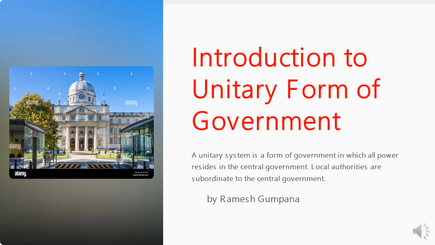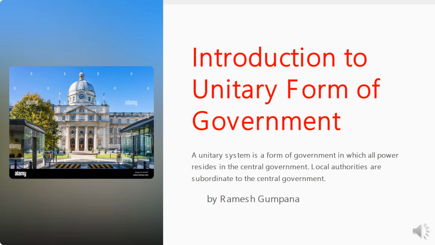A unitary form of government is a system in which the central government holds the primary power and authority. In this type of government, all powers reside in the central government, and local authorities are subordinate to the central government only. In a unitary system, the central government has the majority of power and decision making authority. There is typically a single legislature that makes laws for the entire country. Laws are uniform throughout the country with little room for regional variation.